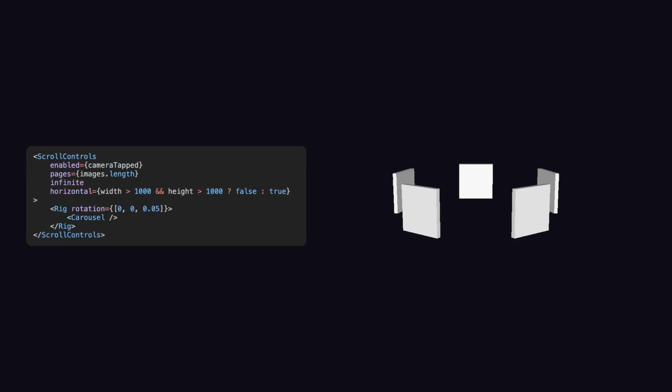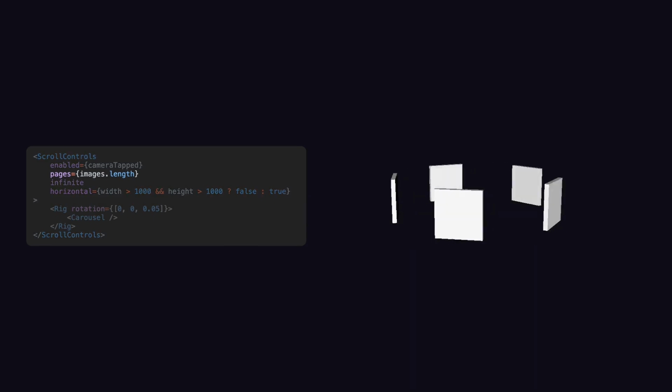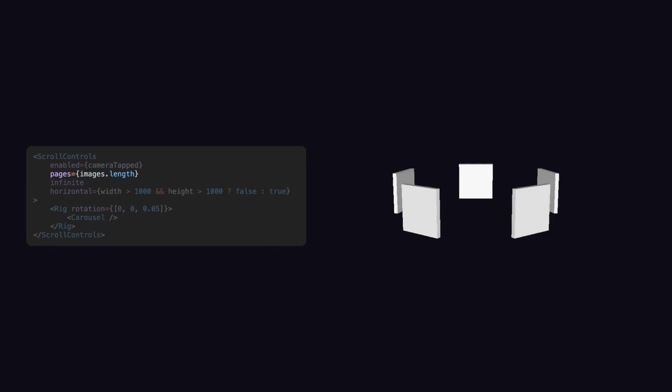To get started, I wrapped the scroll controller around all of my images. You should also always pass the amount of pages that should be scrolled, and here I decided to pass it the length of the image array. I have no idea if this is a good idea, but for now it works.